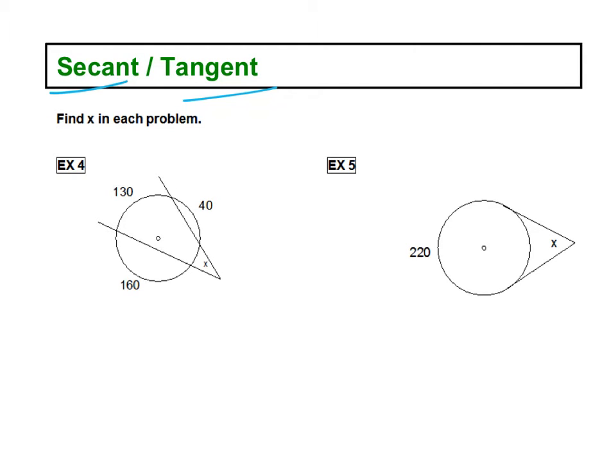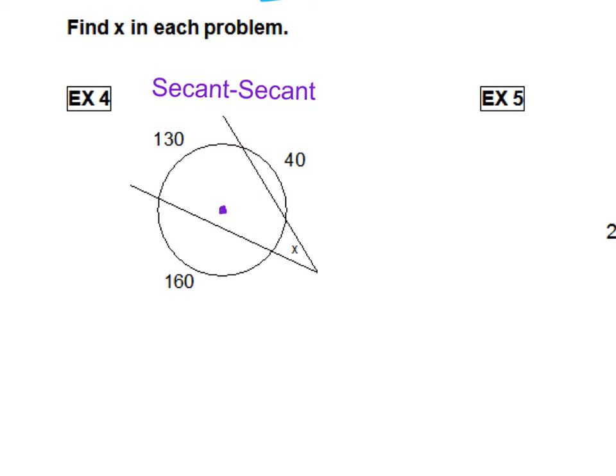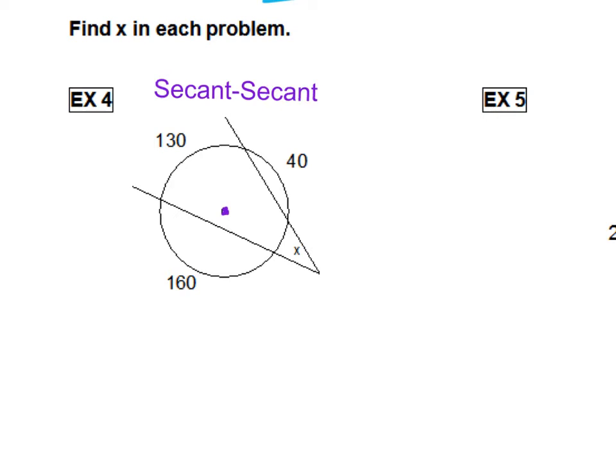Alright, so our first example, there's that center of the circle that I don't like, so I'm going to fill that in. Okay, so this one, let's make sure we can identify what we're looking at before we solve for x. This is a secant and that's a secant. So this is a secant example. I'm just going to zoom in on this one, we'll ignore the other one for a minute. We're trying to find the measure of angle x.